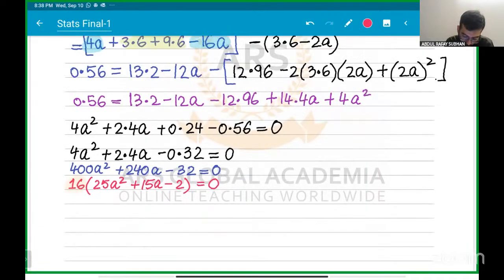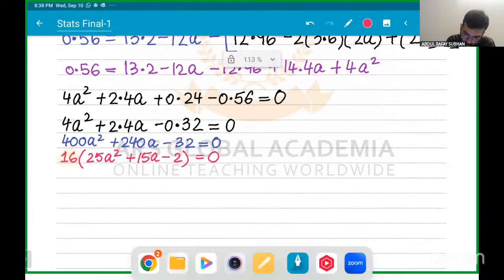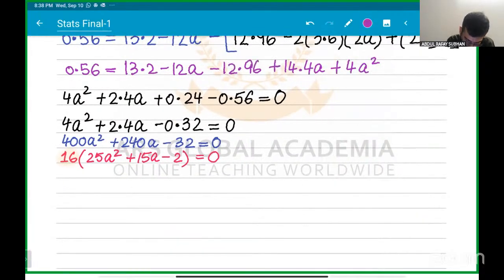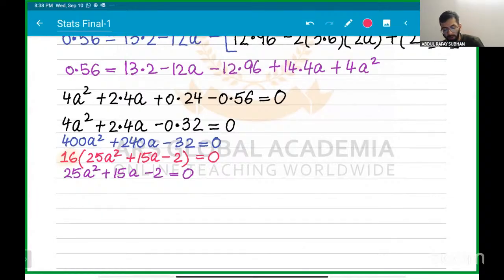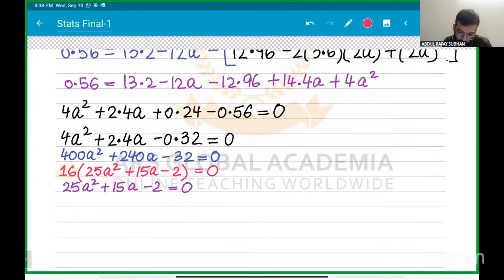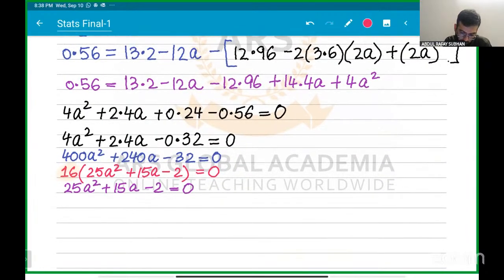So those are coming, but just the factorization is not working out. That's what I'm asking, if we have 25a square plus 15a minus 2, I just need the factors. If we are doing it correct, we just need the factors. So it will be 25 twos are 50, and 50 can be made by 10 fives are 50, and 10 and 15. So there is some mistake somewhere that we are not able to find out.